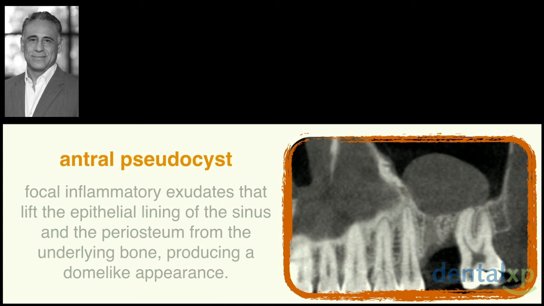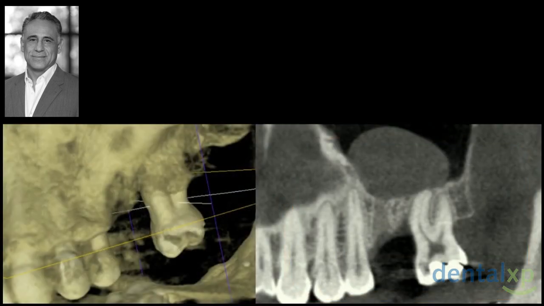This is something that we see quite often. Usually when you take a Panorex or a CBCT, the patient shows this dome-shaped radiopaque area, which is not sinusitis, because that would be more fluid-filled, obliterating the entire sinus. This is a focal inflammatory exudate that lifts the epithelial lining of the sinus and the periosteum from the bone and produces this dome-like appearance. So the question is, if we have that, what do we do about it?